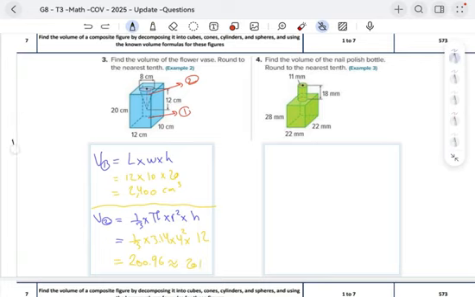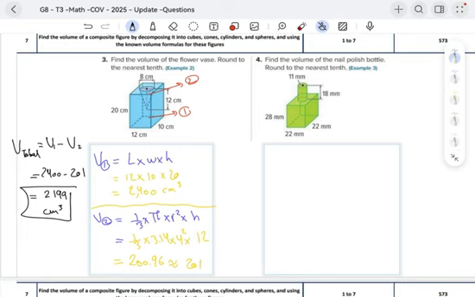Now to find the total volume, V total, we're going to say V1, which is the volume of the prism, minus the volume of the cone. The volume of the prism is 2400, minus the volume of the cone, which is 201, and the answer for this will be 1199, and the unit will be centimeter cubed.